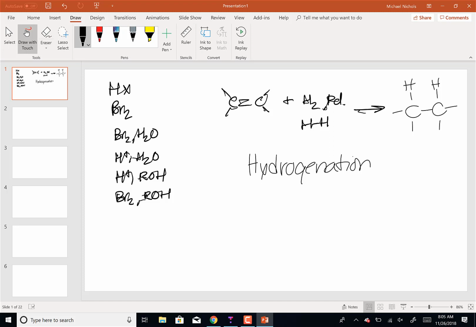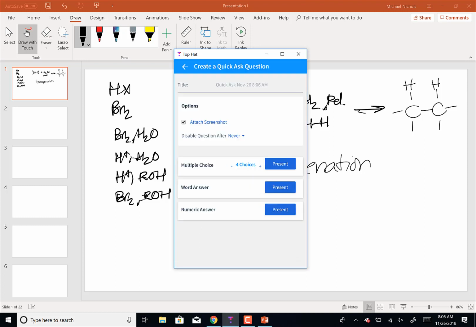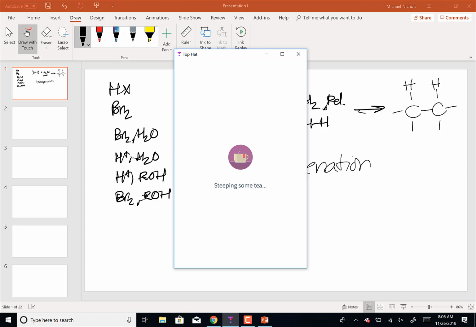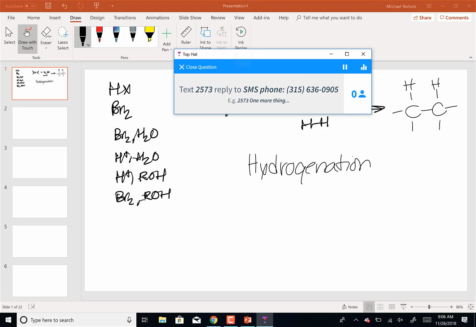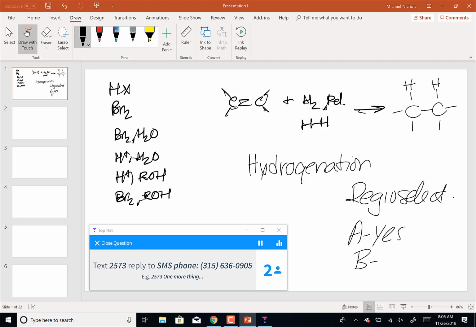So my first question would be, just to get our minds back into this, can this reaction be regioselective? Is it regioselective? We'll make this multiple choice. Regioselective, A, yes. B, no.